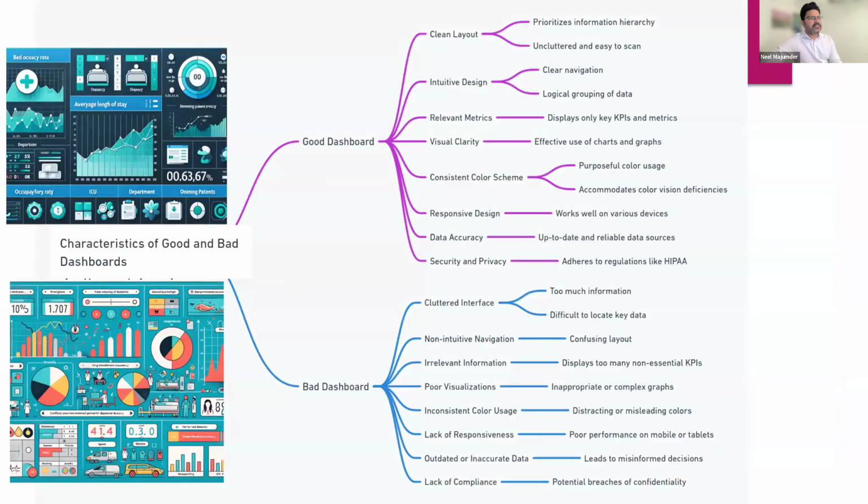Now, these are some examples of the characteristics of good and bad dashboards. So what does a good dashboard look like? It usually has a clean layout and intuitive design. It only has the relevant metrics, and it has visual clarity, a consistent color scheme, as I was talking about on the slide on the style guide, and it should have a responsive design.